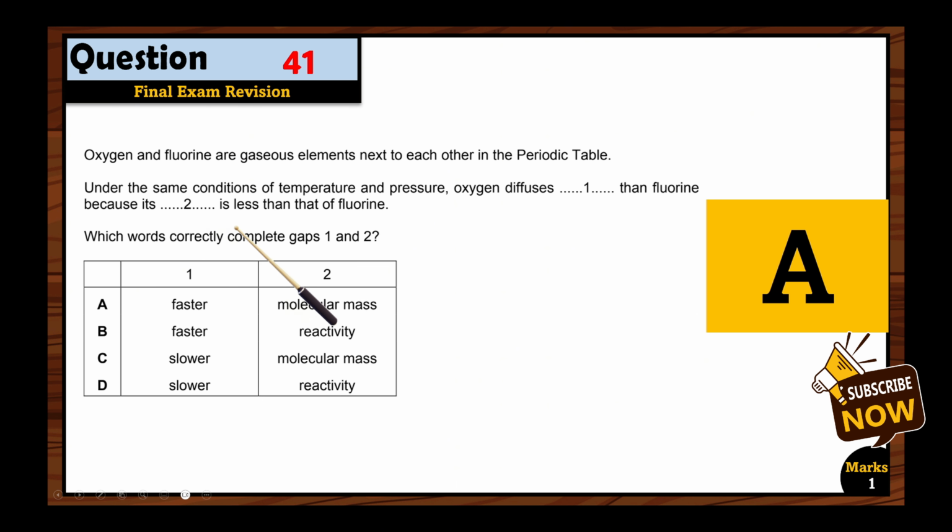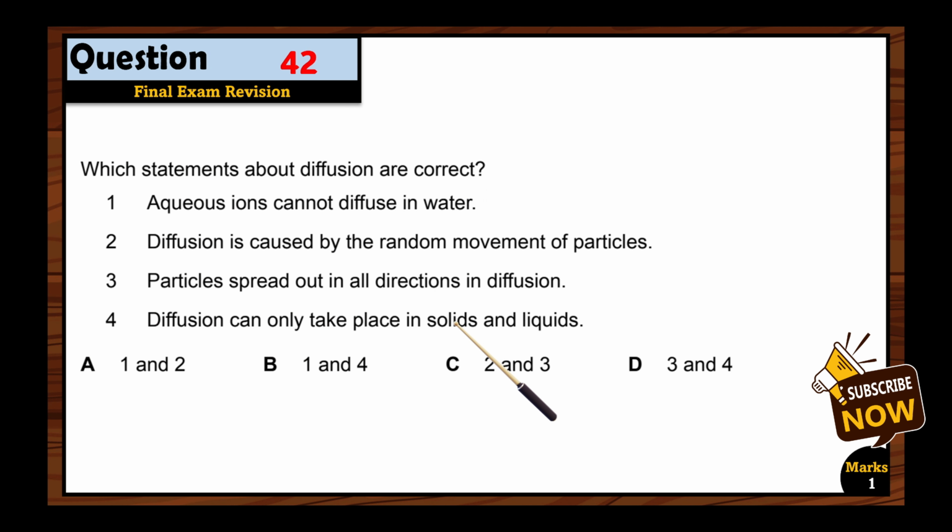Then, because its dash is less than that of fluorine. What does it depend on actually? The diffusion depends on the molecular mass, right? That's why option A is right. It will diffuse faster because the molecular mass is less than fluorine. Okay, option A is correct.